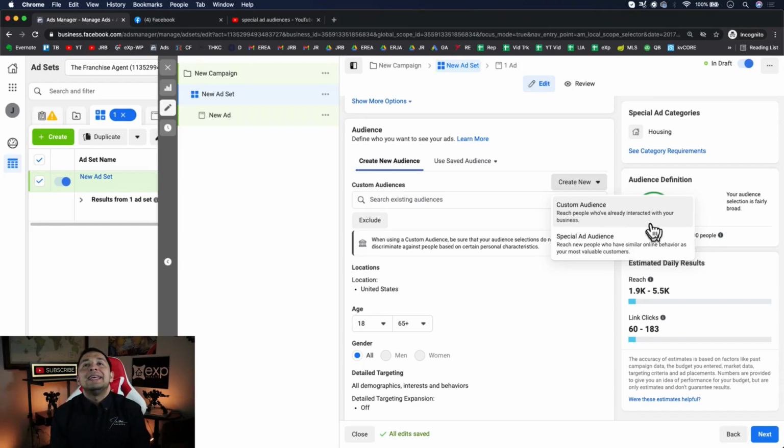Well, here's why. The special ad audience, what it looks at is that custom audience, and then it's going to go out with similar online behavior as your most valuable customers. So it's going to go out there and find individuals that have similar behavior that are likely to take you up on that offer, whether you're selling a product or you're selling a service or you're doing whatever.